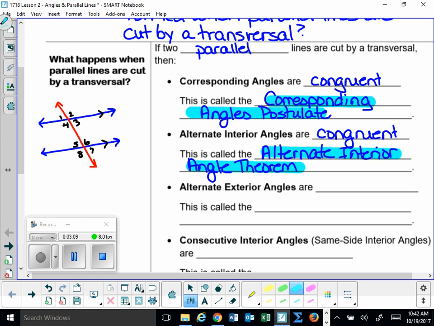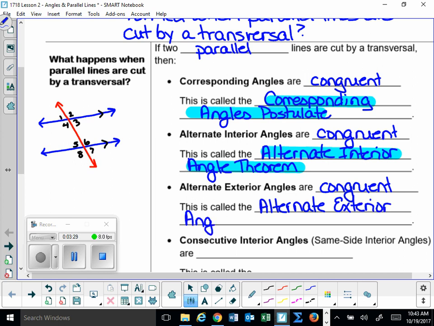If two parallel lines are cut by a transversal, then alternate exterior angles are congruent. Very creatively called the alternate exterior angles theorem. Again, when you go to make this note card, make sure you have the if-then statement for your definition.